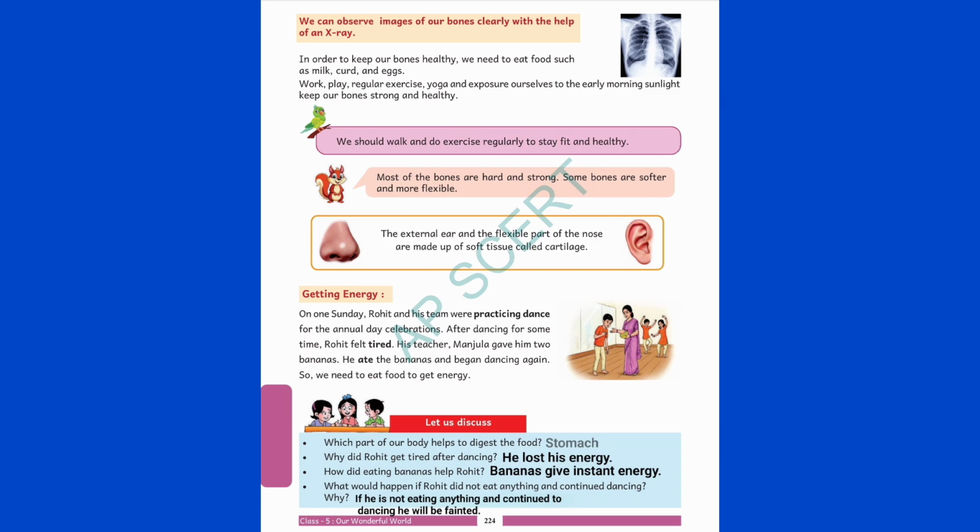Answer. Stomach. Why did Rohit get tired after dancing? Answer. Because he lost his energy. How did eating bananas help Rohit? Answer. Bananas give instant energy to Rohit. What would happen if Rohit did not eat anything and continued dancing? Why? Answer. If he did not eat anything and continued dancing, he would faint.